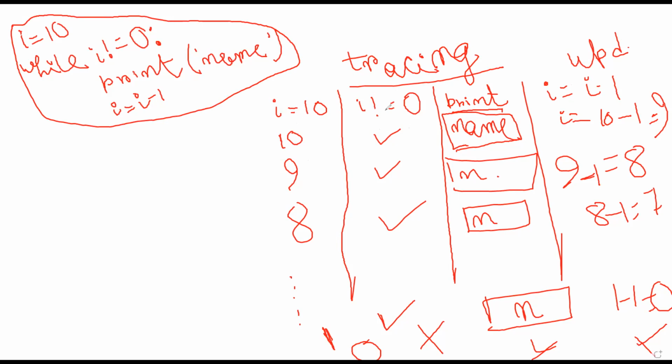9. Is 9 not equal to 0? Yes, it satisfies the condition. Print name. Update. What is the updated value of I now? 9 minus 1, 8. In this way, when it will be 1, 1 not equal to 0, satisfies, print name, and then the updated value of I is 0. Then when the I value is 0, 0 not equal to 0, no, 0 is equal to 0, so the condition is not satisfied and the loop stops here.